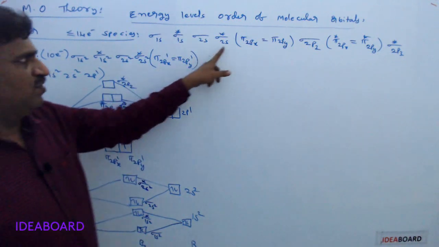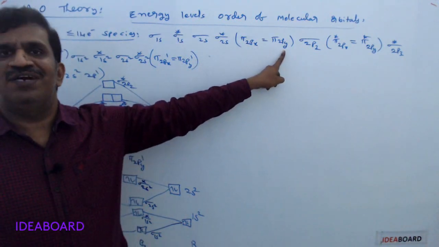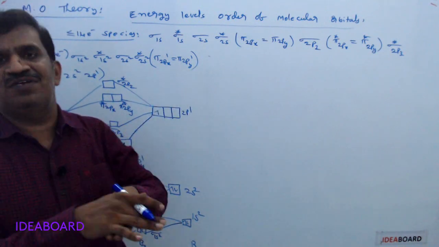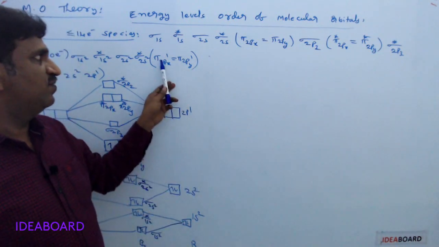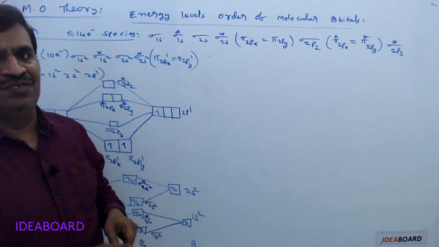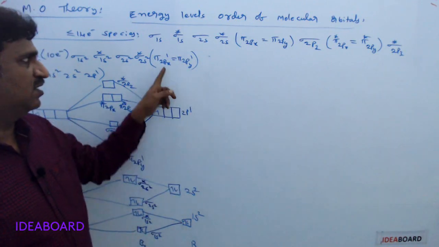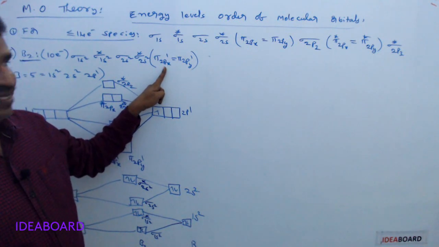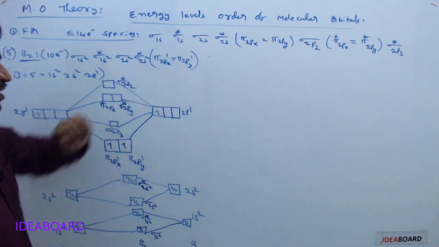And next what we will get is pi 2px, pi 2py. I said already they have the same energy. When same-energy orbitals are available, then we fill one electron first, and only then does pairing take place. Here, if 3 electrons are present, we cannot write them paired, so one electron only you write.